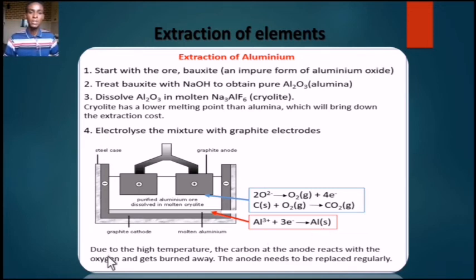Now here we have this: due to high temperature, the carbon at the anode reacts with the oxygen and gets burned away. The anode needs to be replaced regularly, and this is all you need to know with regards to extraction of aluminium. Now it may be very, very fast.